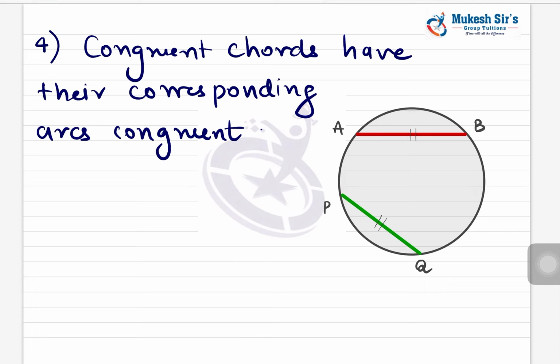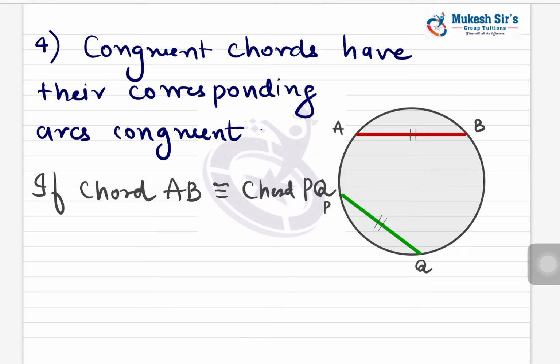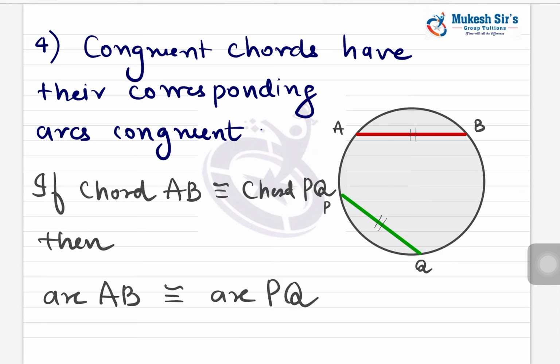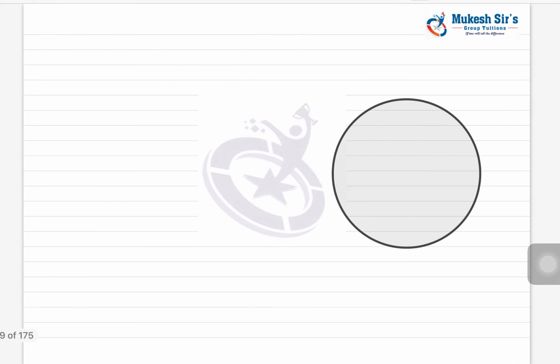So in this figure, who is congruent? If chord AB is congruent to chord PQ, then you can say arc AB is congruent to arc PQ. So if chords are congruent, then the corresponding arcs are also congruent. Okay. और यहाँ पे याद रखो जो chord का नाम है वही arc का भी नाम होगा. So if chord is AB, then arc का नाम is also AB. Chord PQ है तो arc का नाम is PQ. So if these two chords are congruent, then these two arcs are also congruent.